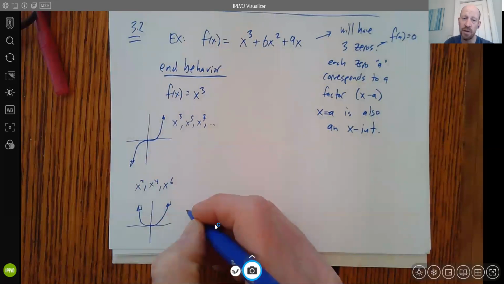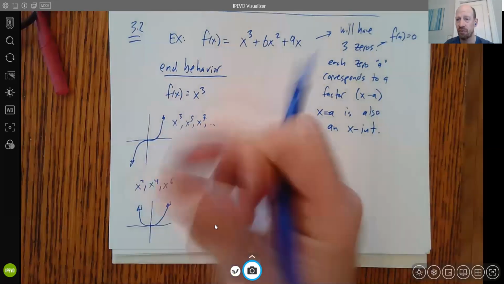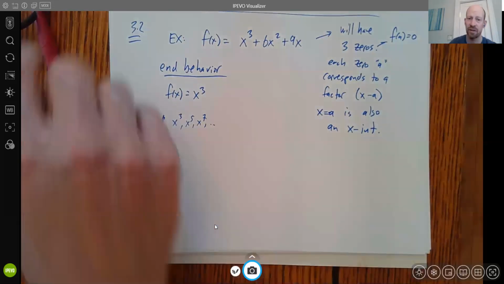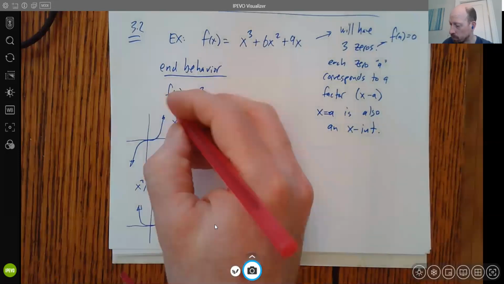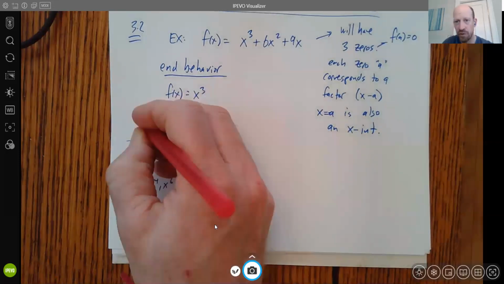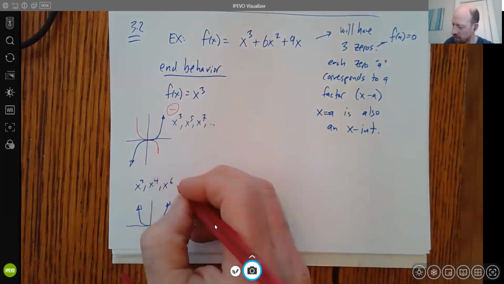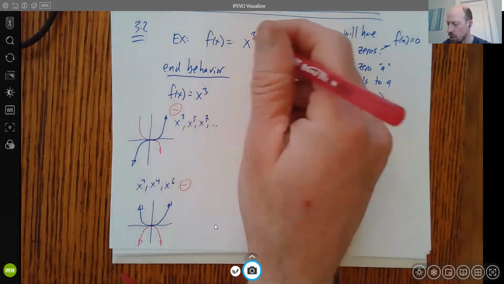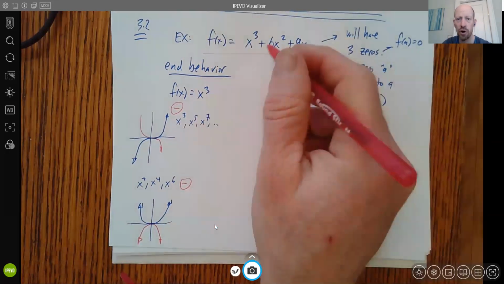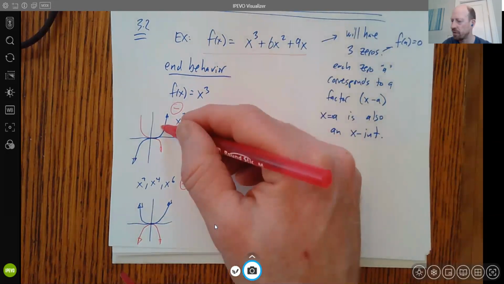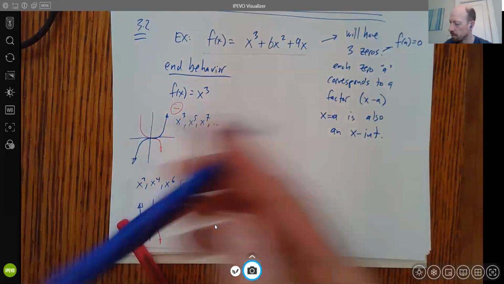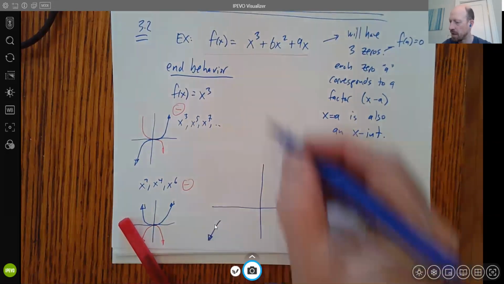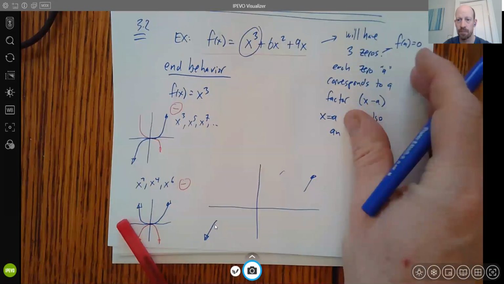Same here. And then of course, if I put a negative in front, that flips everything, right? That's a full flip. So a negative x cubed and a negative x to the 5th would just flip the direction here, right? Same here. If I have a negative, it's going to flip it upside down. So when I look at this polynomial, I know that it's going to resemble this on the ends, based on this leading coefficient.